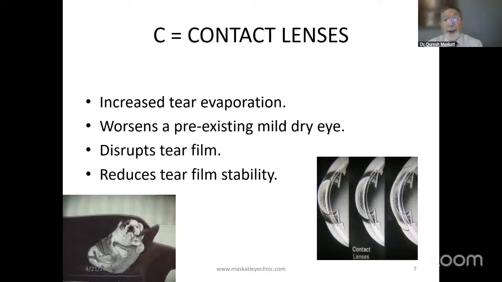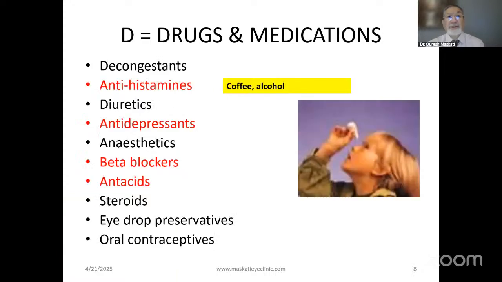For those of you who practice in metros where a lot of people, especially ladies, want to wear contact lenses, even in elders, after the age of 40, they wear presbyopic contact lenses or bifocal contact lenses. Any contact lens gives an increased area of the surface for tears to evaporate from. So they worsen a pre-existing mild dry eye because they disrupt the tear film. Normally the tear film and the cornea are like the dog and cat in the cartoon, but the contact lens disrupts that unity. So C is for contact lenses.